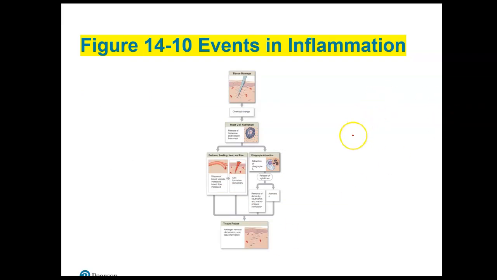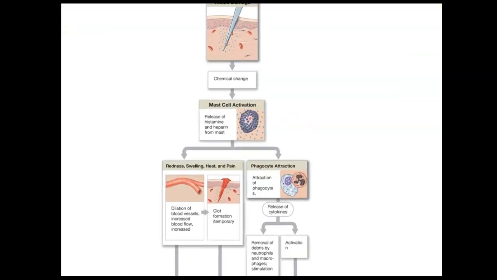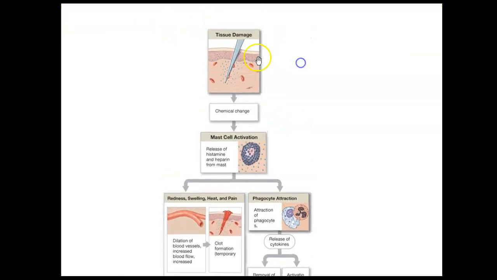This is slide number 48, which shows the steps in inflammation. I'm going to blow it up so we can see it a little better. It looks like something sharp is stuck into the skin, so it's pierced the skin. Here we have tissue damage. It pierced into the epidermis and then down into the dermis, so it's caused tissue damage.